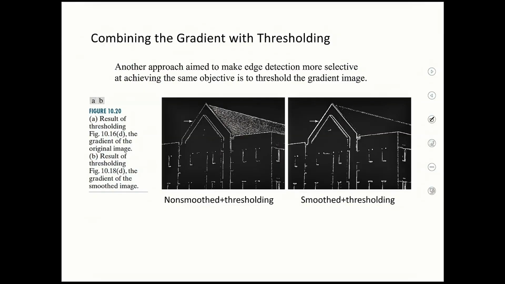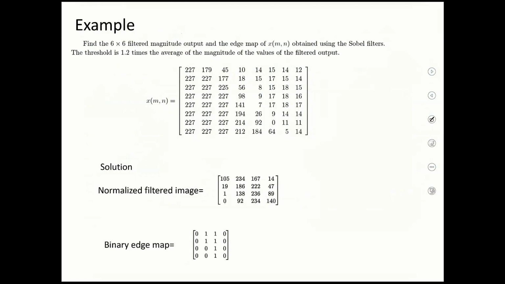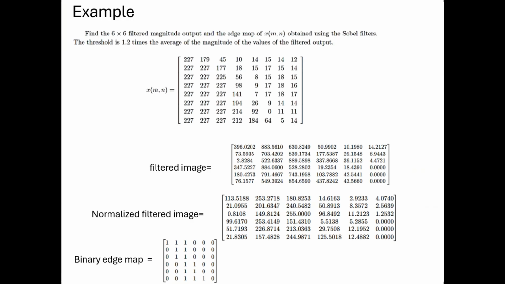So it's not a smooth image; we did the thresholding. You see there are some gaps. Similarly with smoothing, it's much better than this one. This is a numerical example of the same thing. You have a Sobel operator applied on the image. I convolve with gx and gy, then normalize the image to get this result. After that, I apply a threshold, which is 1.2 times the average of this one.